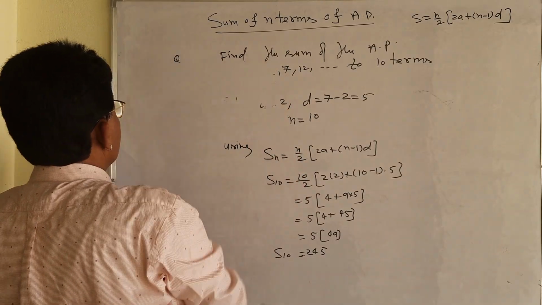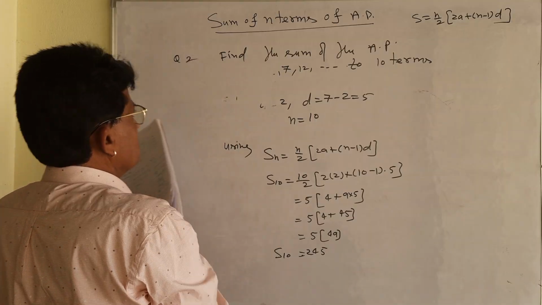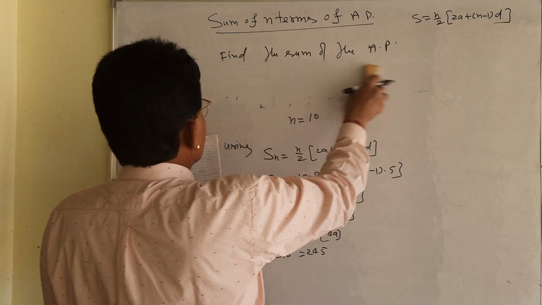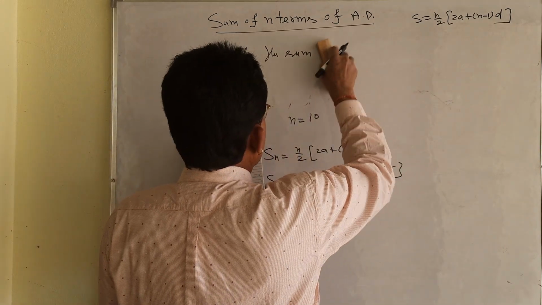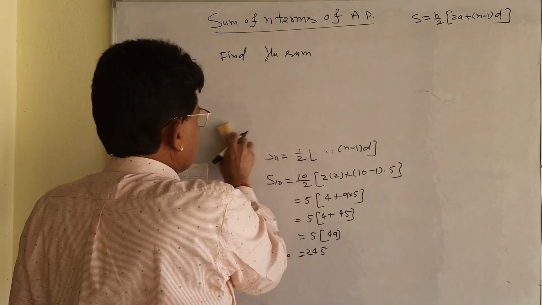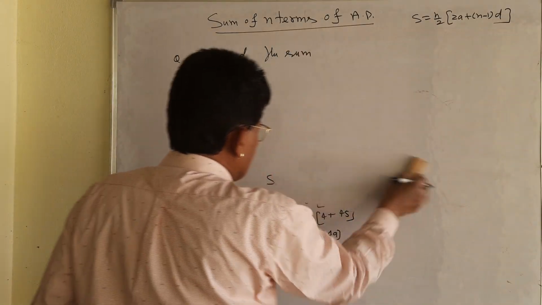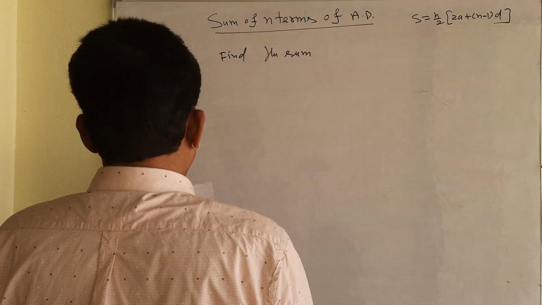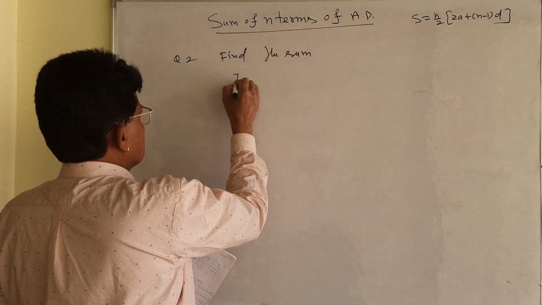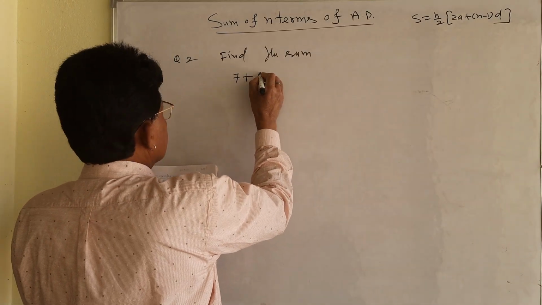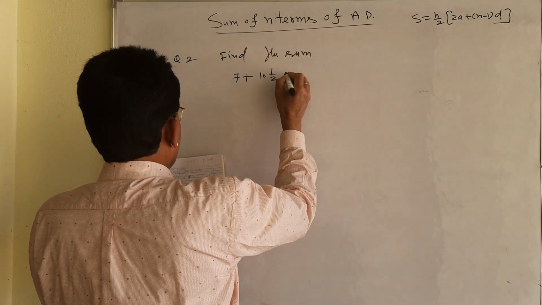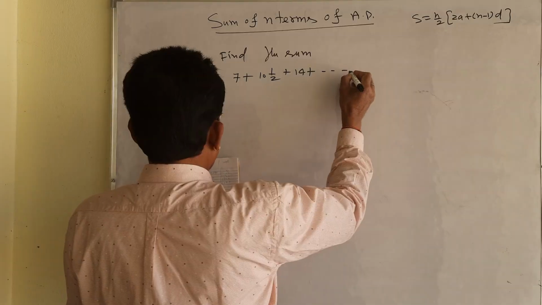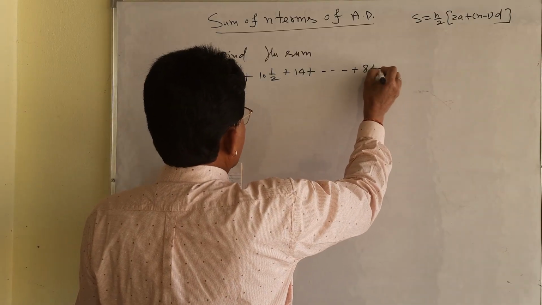Question number 2. So many questions are given for practice. Find the sum. Only this is given: find the sum. Try to understand. If you understand the solution of some questions, then automatically you can find out the solution of other questions. 7 plus 10 and half, plus 10 and half plus 14, plus dots, up to 84.